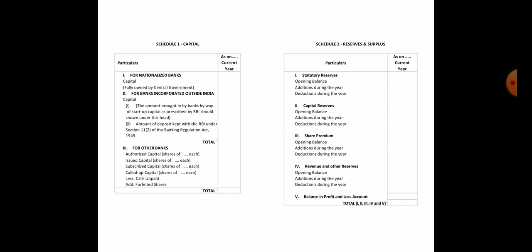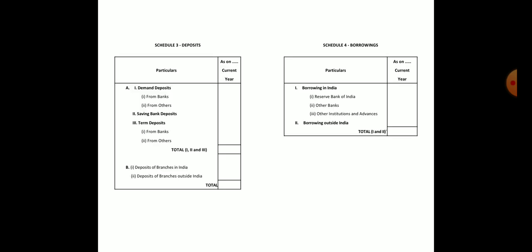After every point there is some adjustment. There is an opening balance, addition during the year, deduction during the year. So we'll add additions and deductions should be deducted. Then there is schedule 3 for deposits. Deposits are basically demand deposits from banks or from others. Then next is savings bank deposits, then term deposits from banks and from others. So we'll add all the three, and that is called deposits.